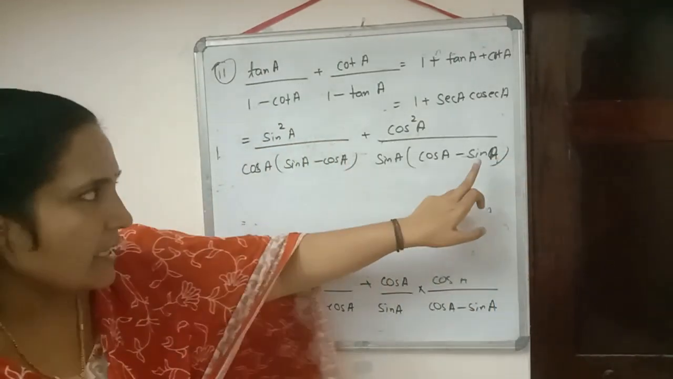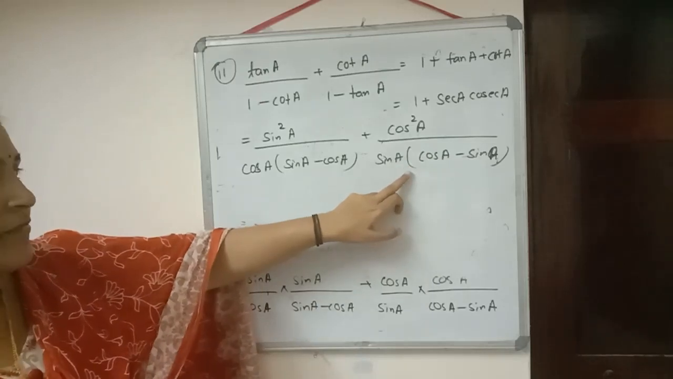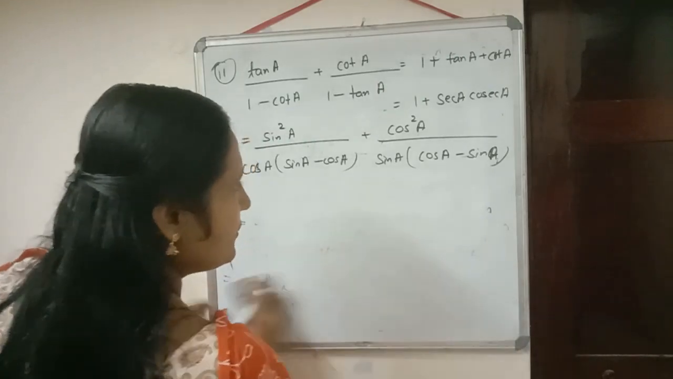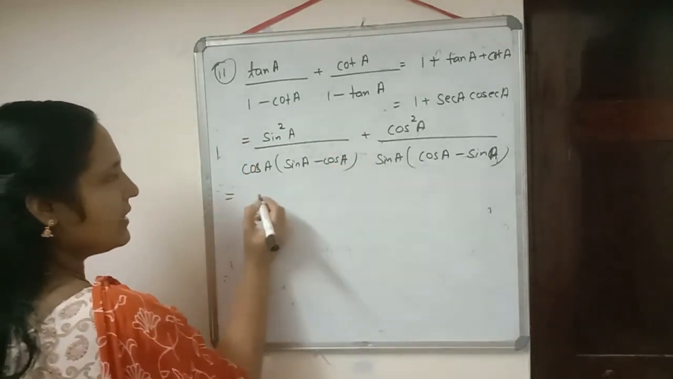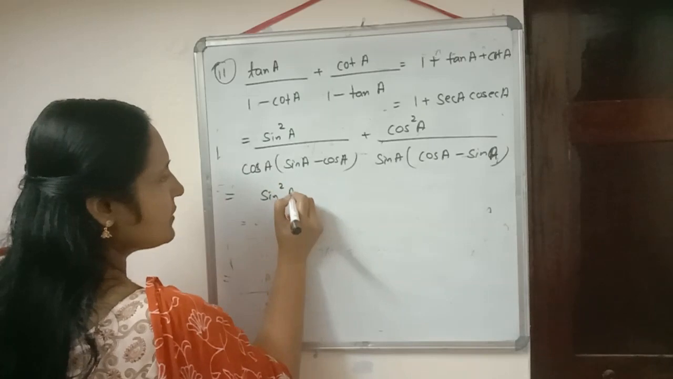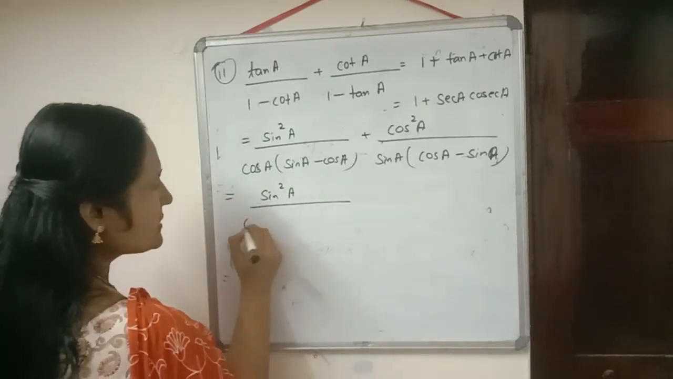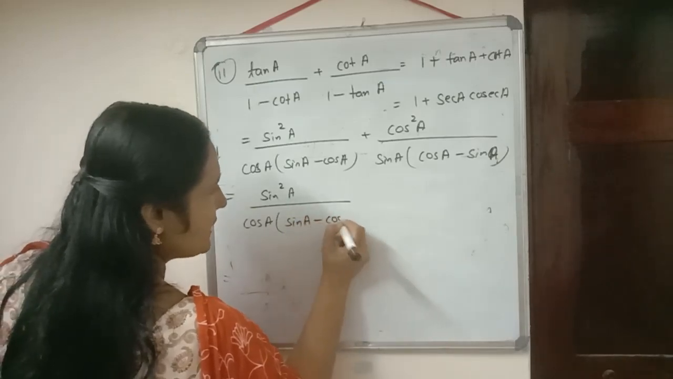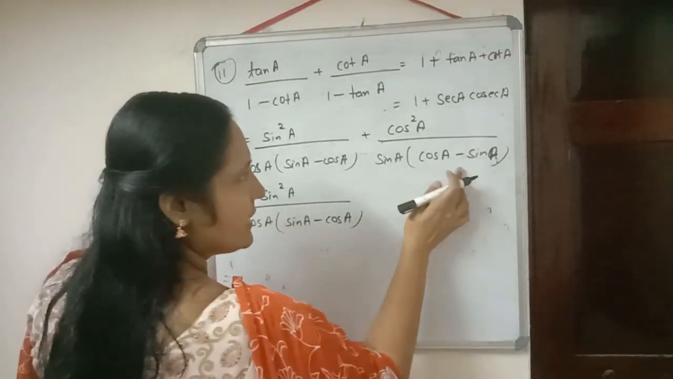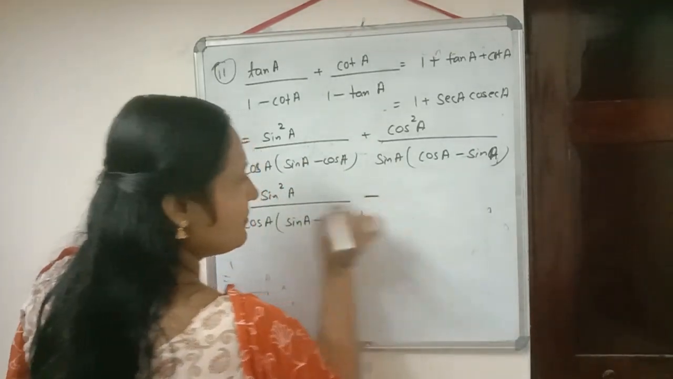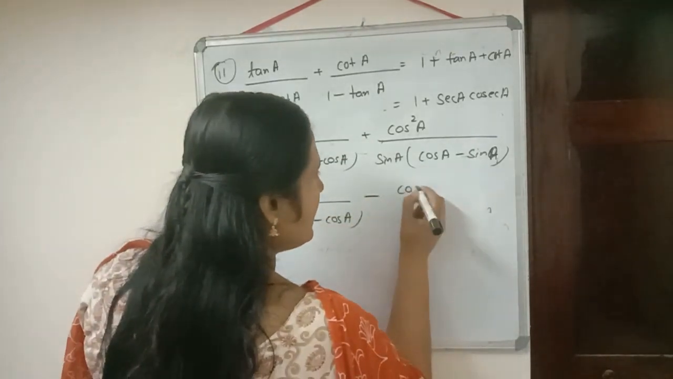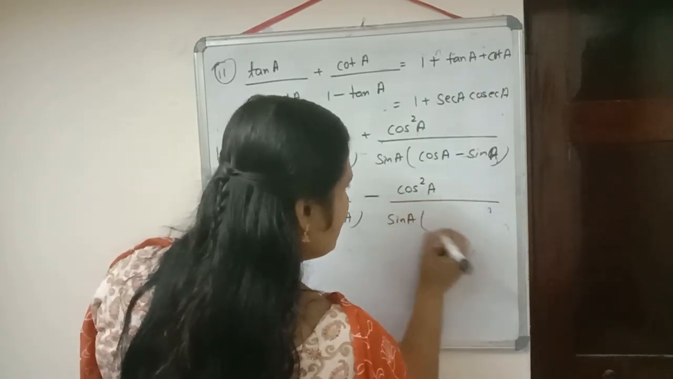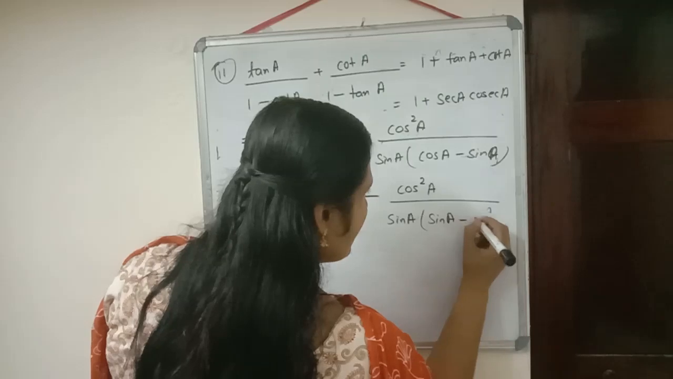As we did in the previous one, you can check here only a difference of negative sign we have. So again we will take a negative sign common from here, then this expression will become negative. Okay, so I am going to take the negative sign common from there, then it will become sin square A by cos A into sin A minus cos A. We are going to write as it is. Now from here taking the negative sign common, then it will become here minus. So remaining it will come cos square A by sin A into sin A minus cos A.